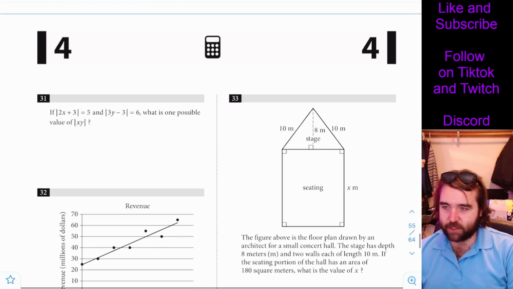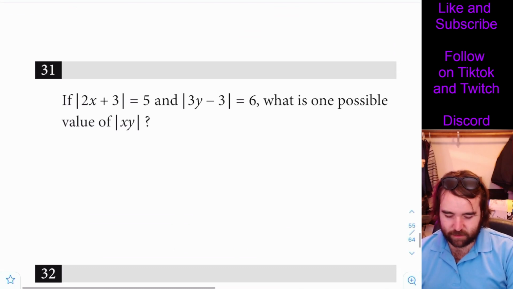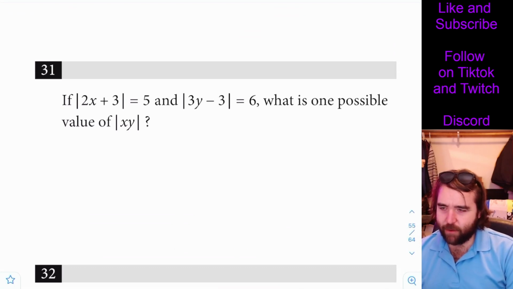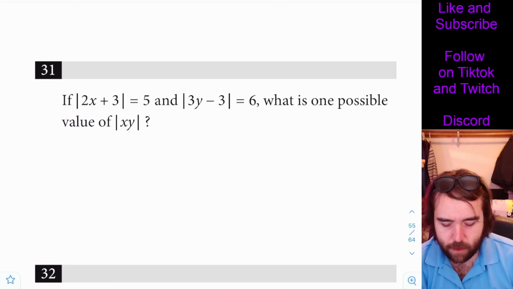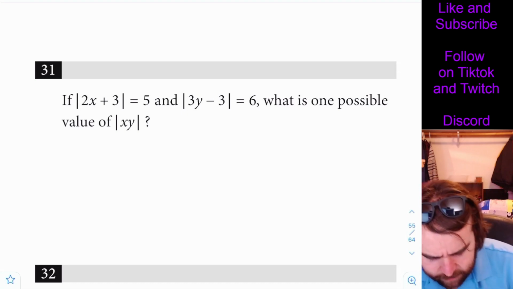All right, on to finish out. Whoa, this is an interesting one. This is a very interesting one. Because we're going to get two answers for x and y, right? So then there's going to be 4 potentially different possible answers for the absolute value of x times y. Well, let's do it. So let's solve for x.